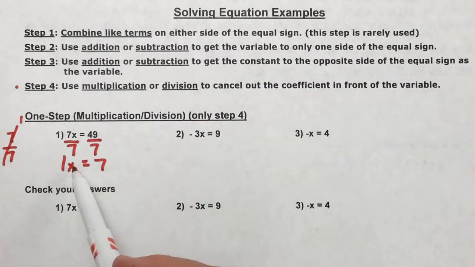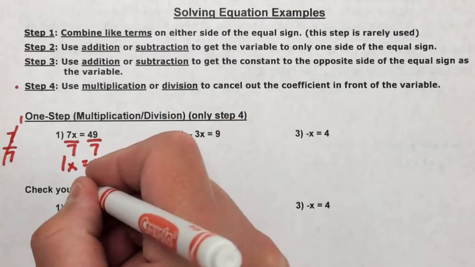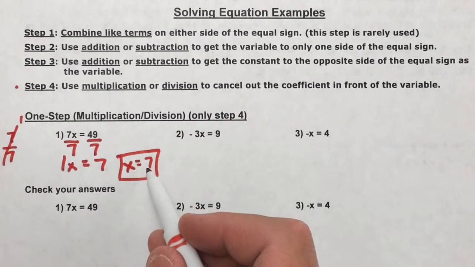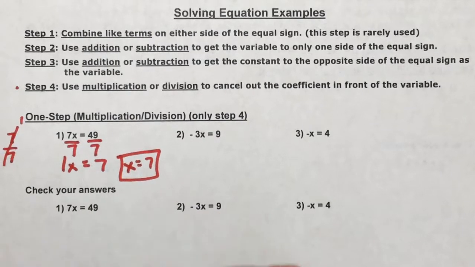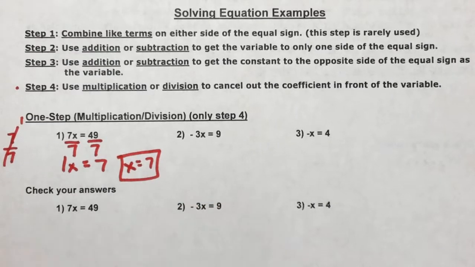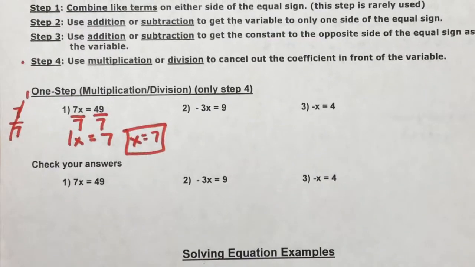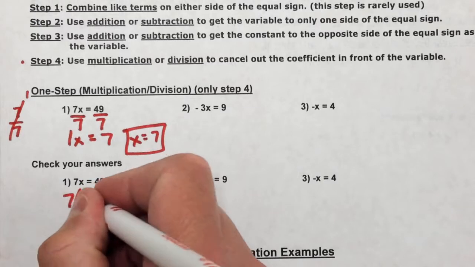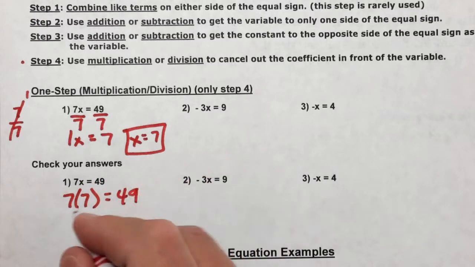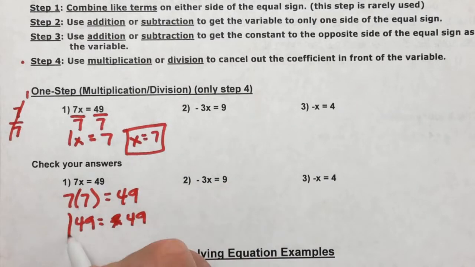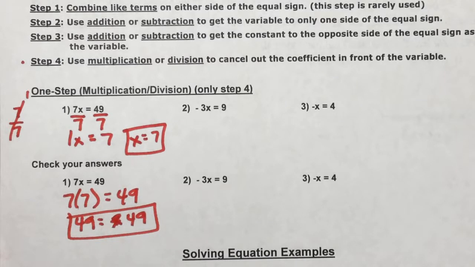Typically, you don't see a number 1 as a coefficient in front of a variable, so that 1 can be ignored. I end up with just x equals 7 as my answer. You can put 1x equals 7, but it's best practice to just leave that 1 off and leave it as just an x. Now I'm going to check my answer. I'm going to plug this value back into the original equation to see if it balances out the left side and the right side. I'm going to plug in a 7 for the x. So what's 7 times 7? That's 49. And so that balances out. So I know that 7 has to be the correct answer here.